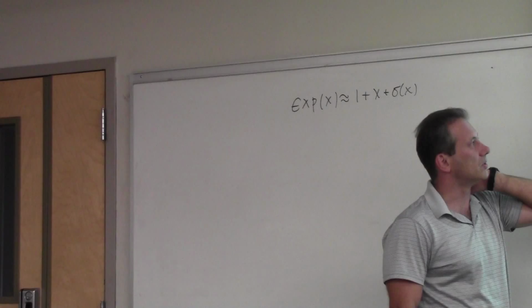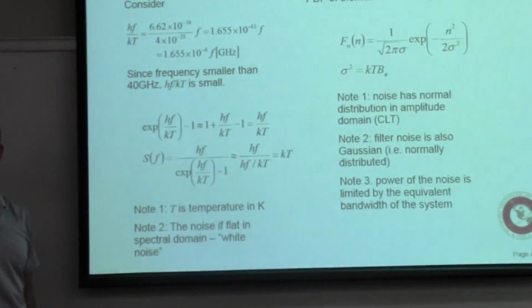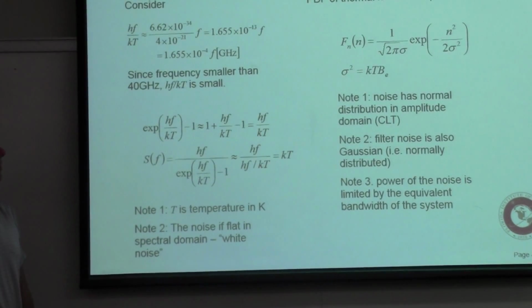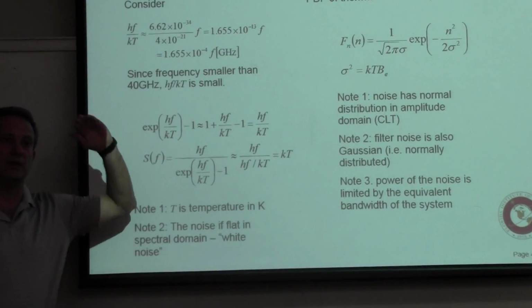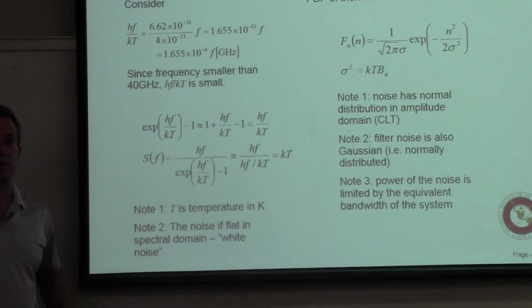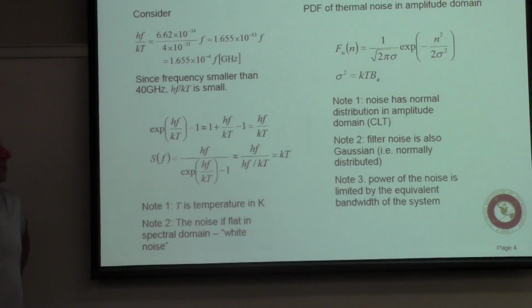This is a first-order approximation to the true power spectral density of thermal noise, realizing that for most frequencies we're way below the frequency where the power spectral density starts decreasing, right?